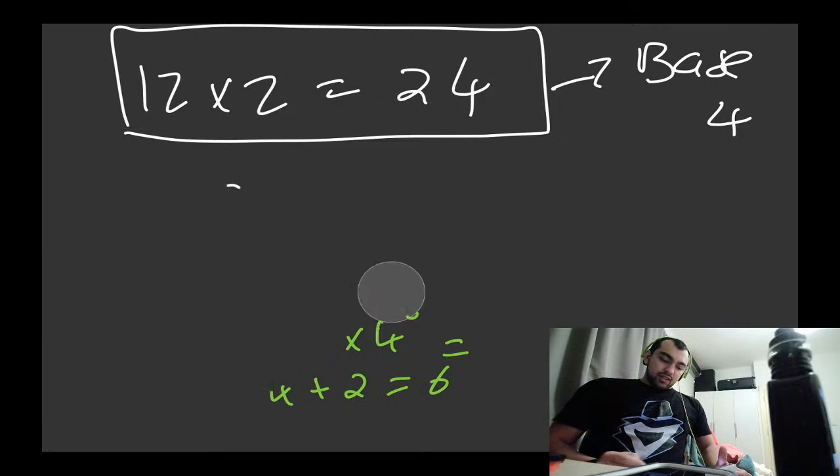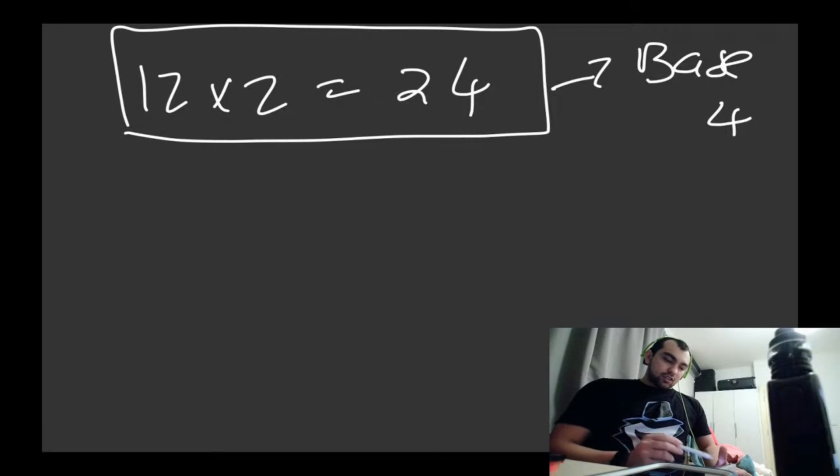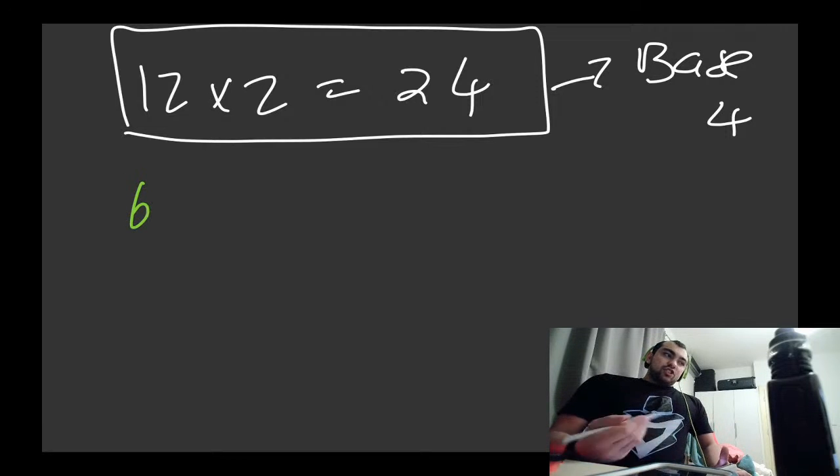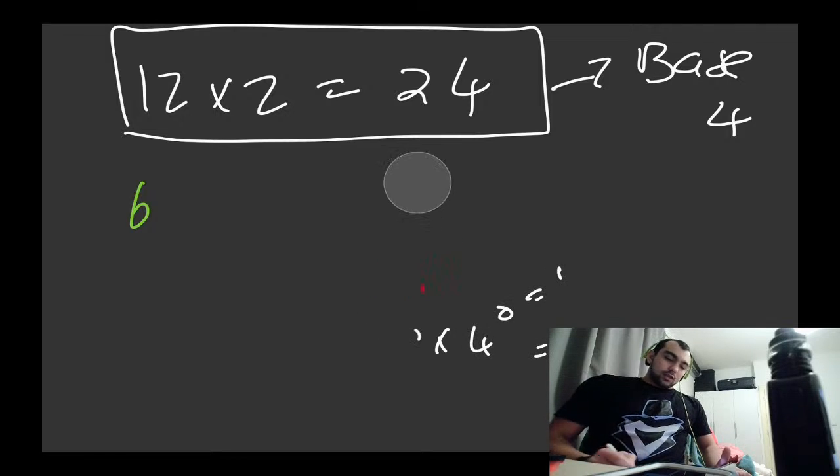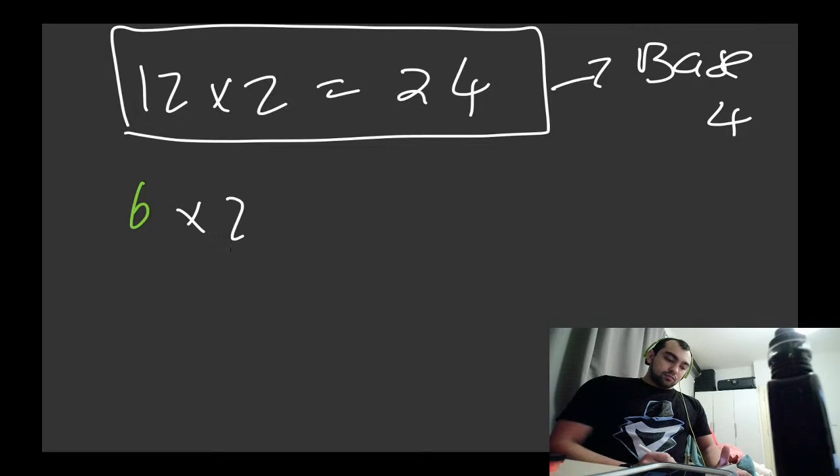So we know that this is 6. Assuming I didn't make any mistakes, this should be 6, right? And then 2, in base 4, 2 is just 2, right? Because if you do the 2 number and you use your exponent, so you do 4 to the power of 0, all you're going to get here is 2 times 4 to the power of 0, which is 1, so it's 2. So 2 is just 2. So 6 times 2 equals 12 in decimal.